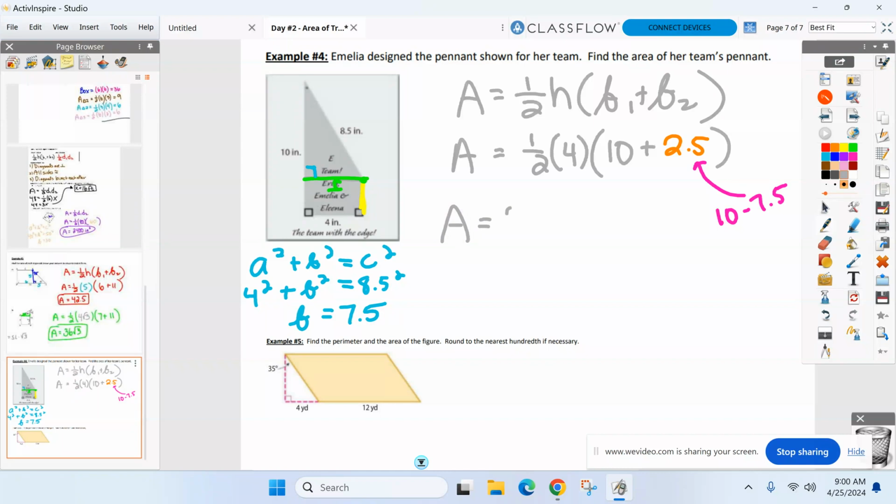And the area of the pennant, 25. Anybody else for Team E? Before we end this, we're good? Okay, I think we got a good, decent amount of names for Team E.